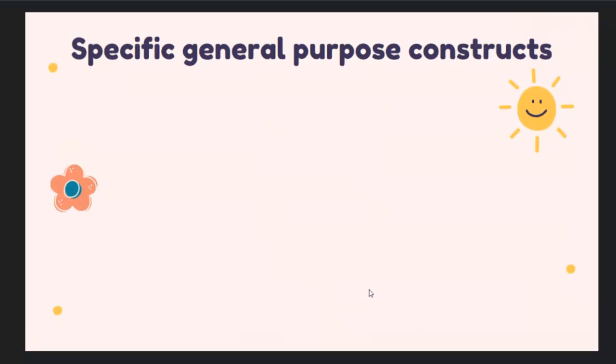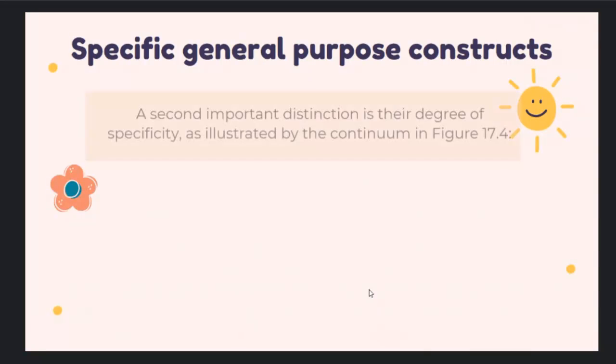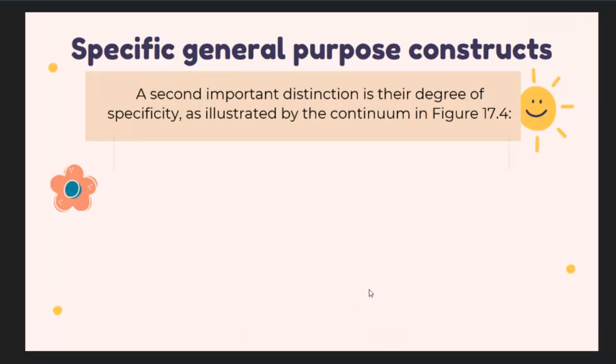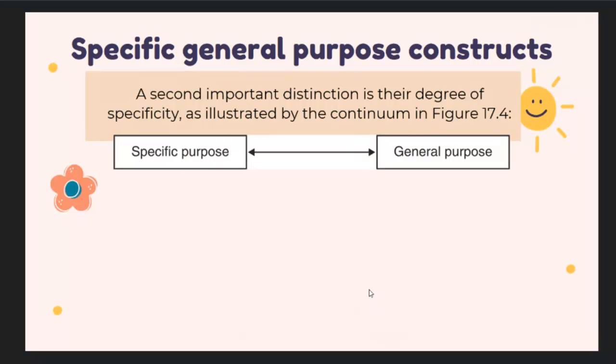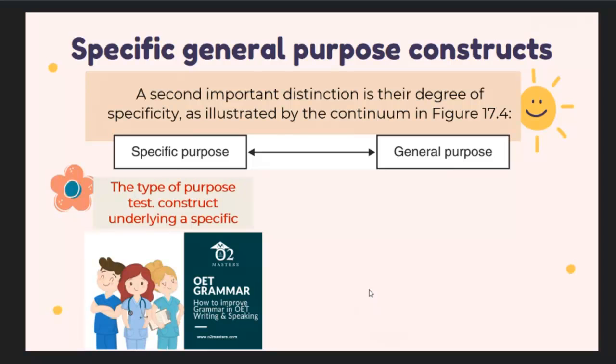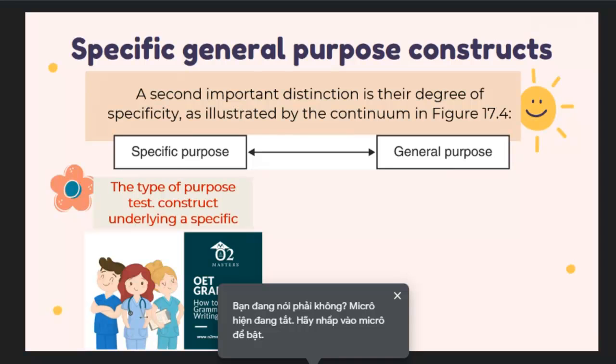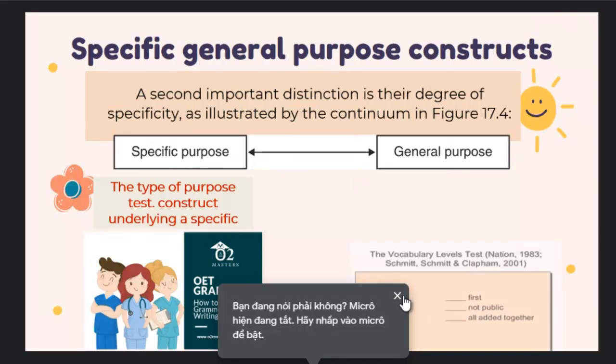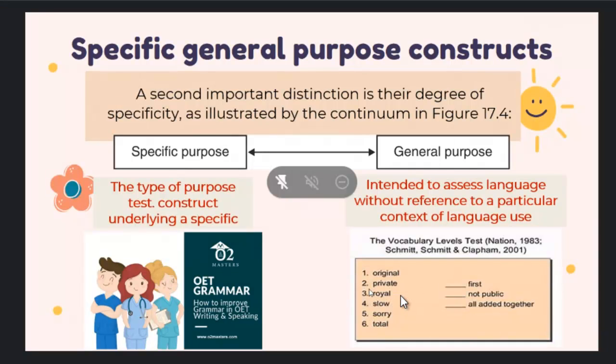And the second one is the specific and general purpose contrast. Look at Figure 17.4, specific purpose and general purpose. Specific purpose is the type of purpose where the test construct is underlying a specific context. And the general purpose is extended to assess language without reference to a particular context of language use.